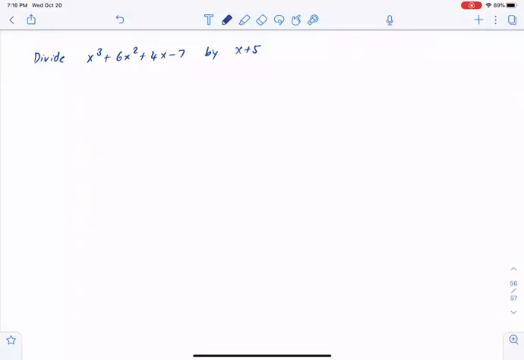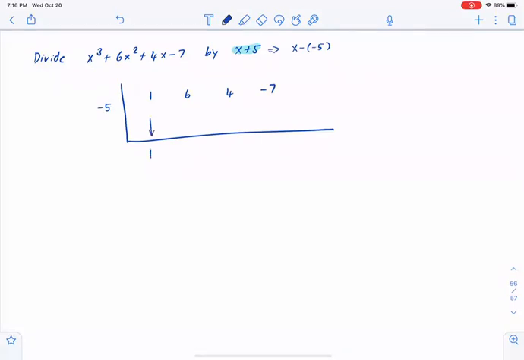So we have x cubed plus 6x squared plus 4x minus 7. Going to write down the coefficients. And since I require x minus something, I could write x plus 5 as x minus of minus 5. So minus 5 would go up there. 1 comes down. Negative 5 times 1 is negative 5. We always add. 6 minus 5 is 1.